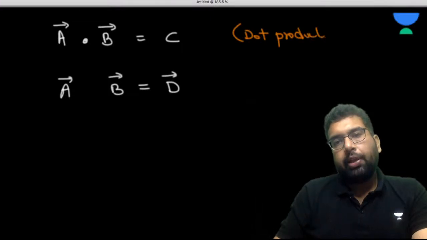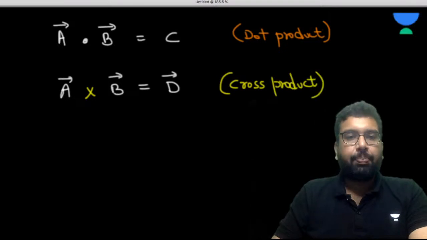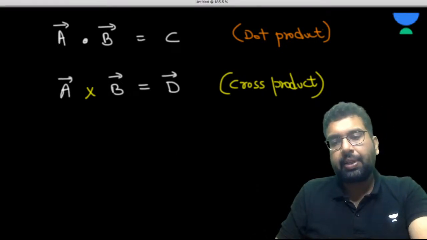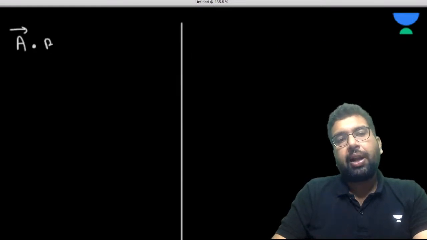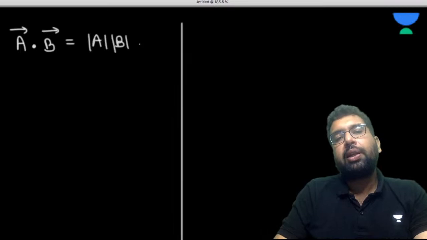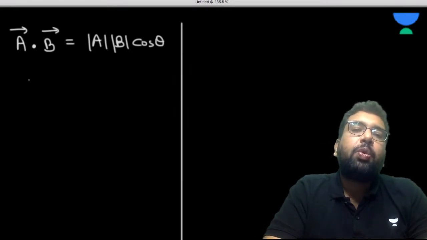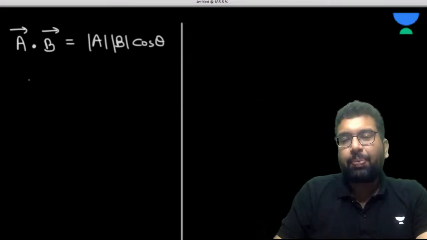Now, if two vectors are multiplied and the result is a vector, this is what we call the cross product. Very simply. Understood? Okay. Now, if I write A vector dot B vector, the dot product of these two vectors, we are going to get a scalar quantity, that is, a quantity which does not have any direction. If the angle between the two vectors is theta, the dot product is going to be AB cos theta. Very simple.